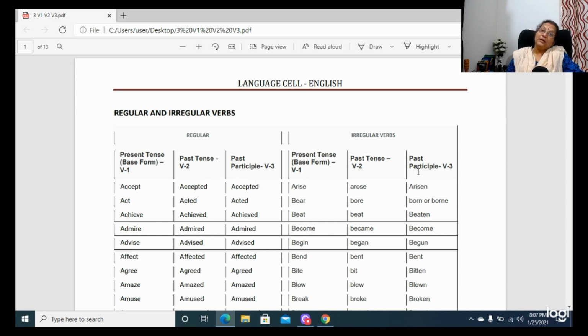Now, let's go to the irregular verbs. Arise, arose, arisen. All the three are different. We can't add ed and make it past tense. It is like this. See, the next one, beat, beat, beaten, but the first and the second are the same, the third one is different. But see the next one, become, became, become. The first and the third form are the same, the second one is different. So, in irregular verbs, they are all different and we need to know them just as they are. That's how it is in English.